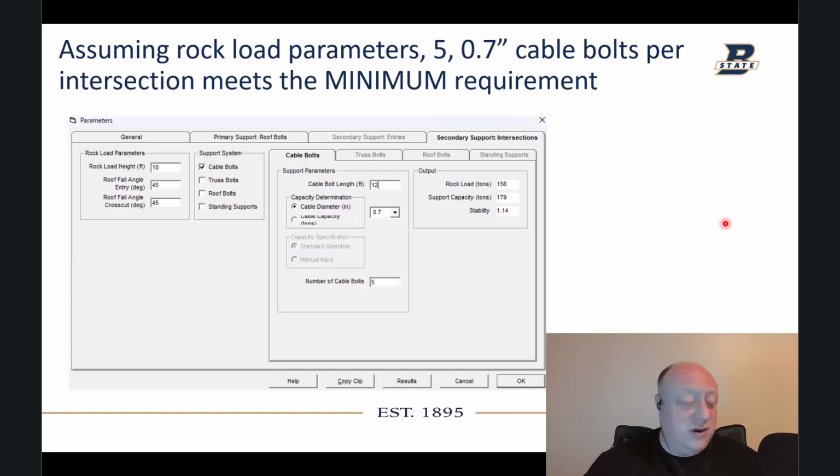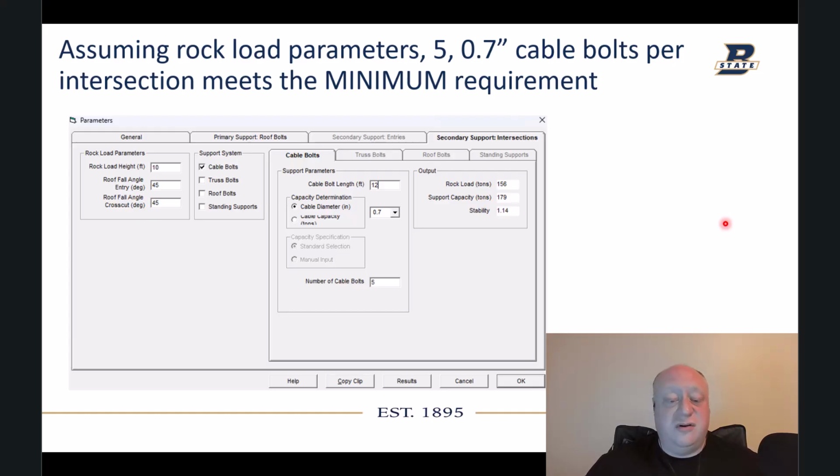A lot of mines are putting in anywhere from 8 to 12 foot cable bolts in the intersections. I don't think there are that many that are using 16s, but typically that 10 foot value, 12. And then for the support system, I did select cable bolts. You can select additional roof bolts, right? So say you just want to put in some 8 foot rebar into the intersection. It's an option in the program.